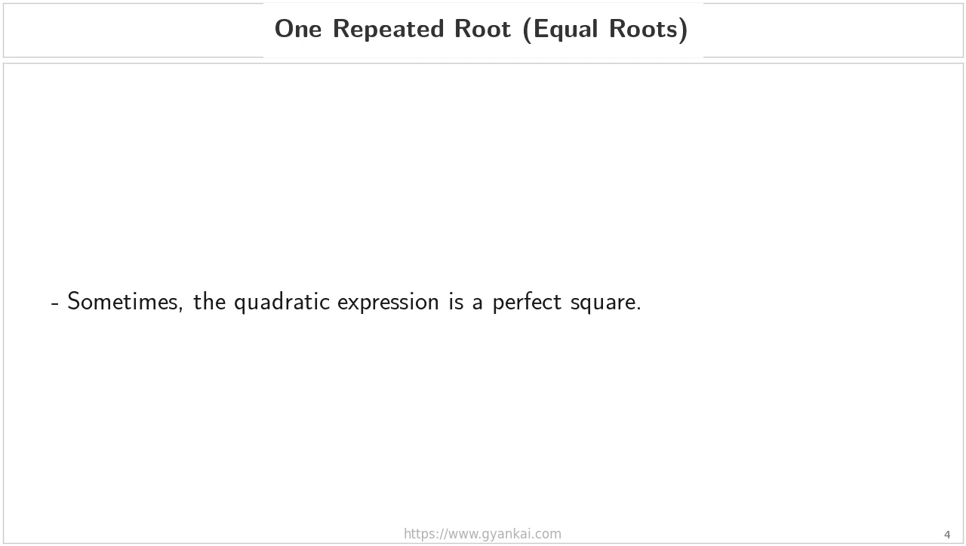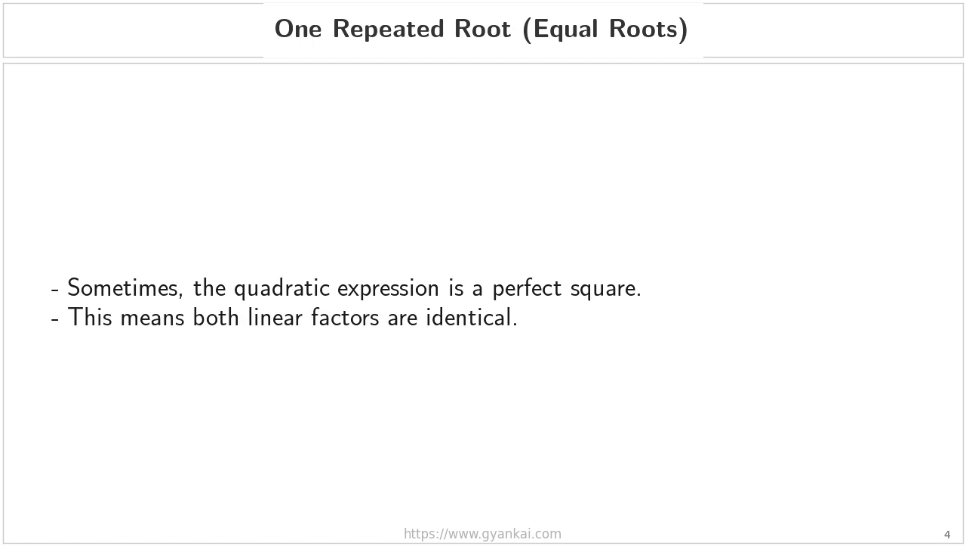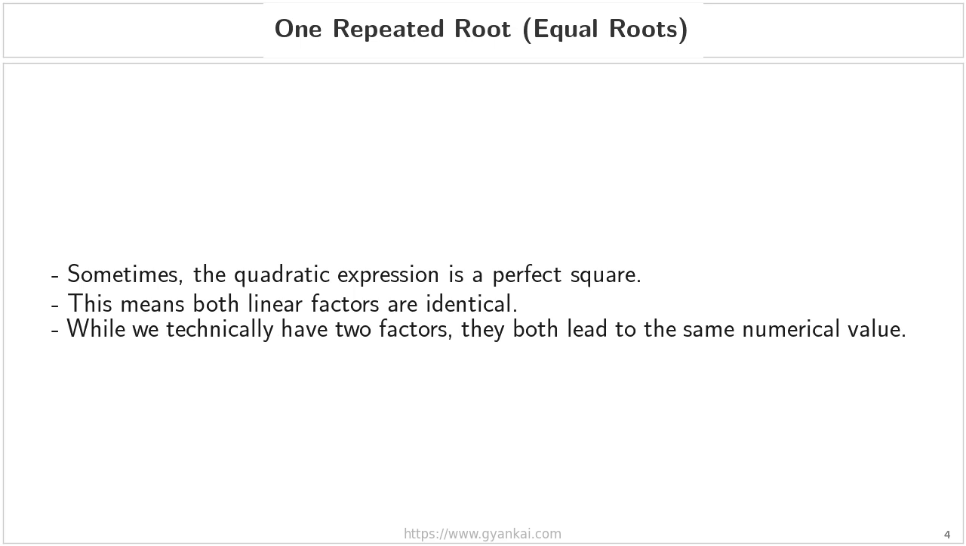1 repeated root, equal roots. Now, moving on from our first case where we had 2 different answers, let's look at our second category. Sometimes, you'll encounter a situation where the quadratic expression is what we call a perfect square. In this specific scenario, the 2 linear factors we use to solve the equation are actually identical. Now, don't let that confuse you.